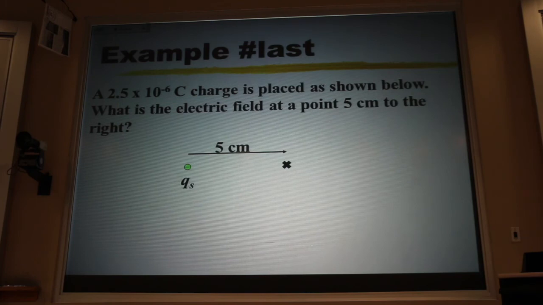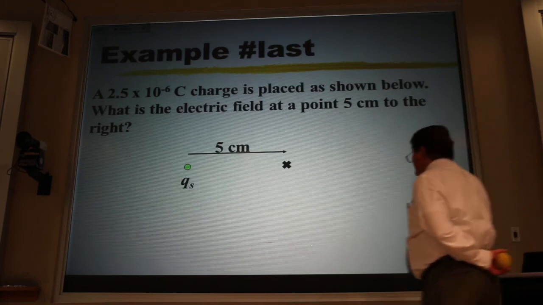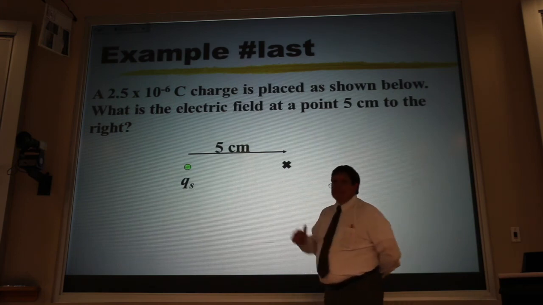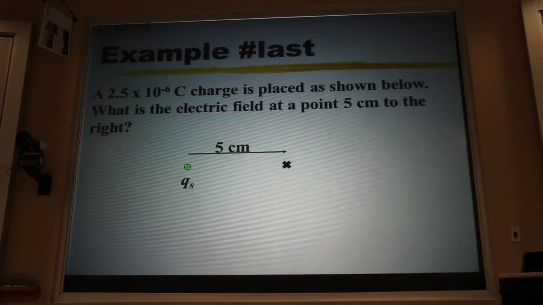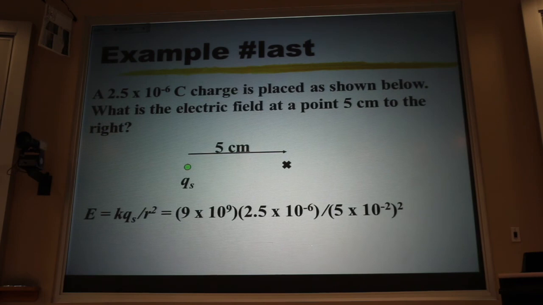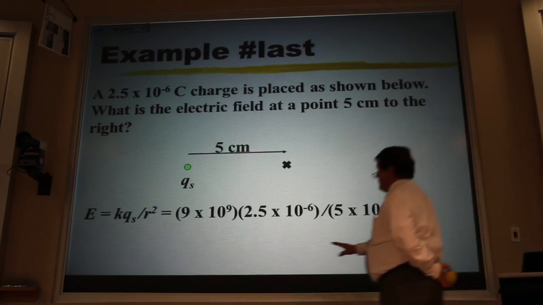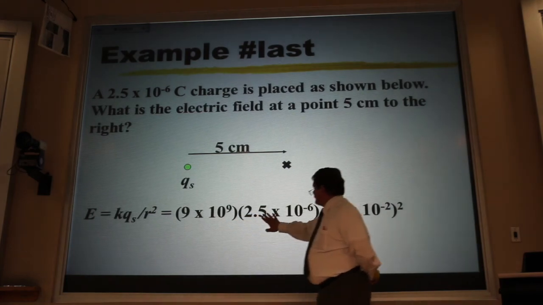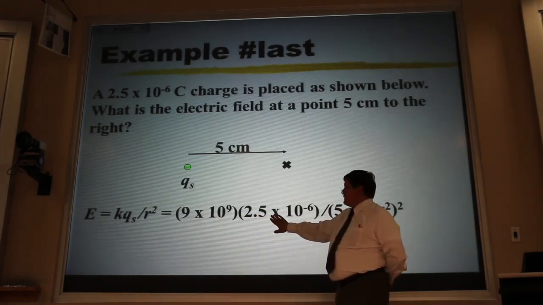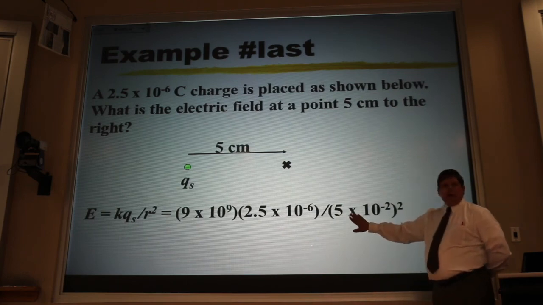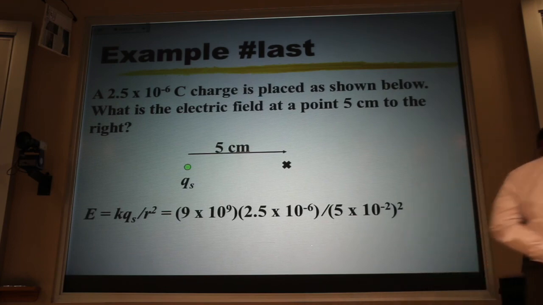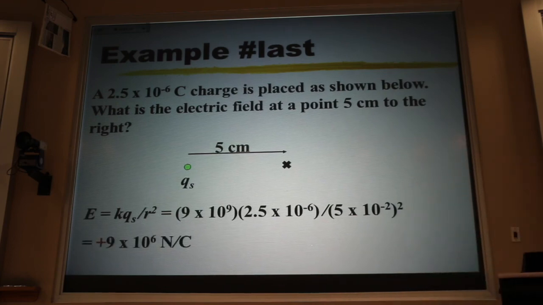Now folks, what direction is that field going to point? To the right. Okay? Now, if I plug into my formula for the electric field, there's my K value, my Coulomb's constant. There's the charge that's creating the field. There's the 5 centimeters. I've got to put it in meters and square it. And what I get is a positive 9 million newtons for each Coulomb. Now, what does that plus sign mean? To the right.